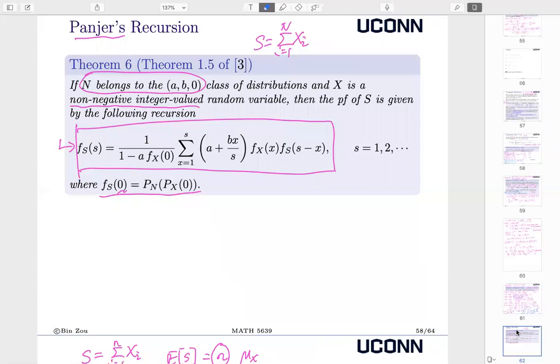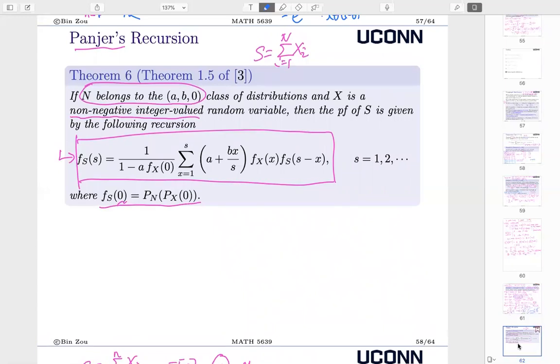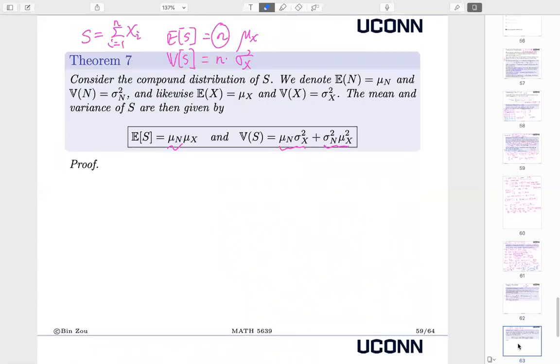Panjer recursive formula. Unfortunately, this is one of the few formulas that I don't have too much insight on, but rather ask you to memorize. Of course, for this course it's an open book exam, so it's not an issue. But for SOA you do need to memorize this formula. Now let's prove this. The first result is straightforward. It's actually something we anticipate. So I just quickly show you this result.